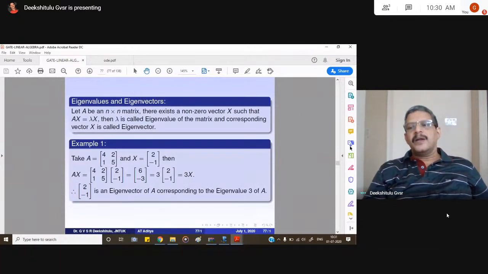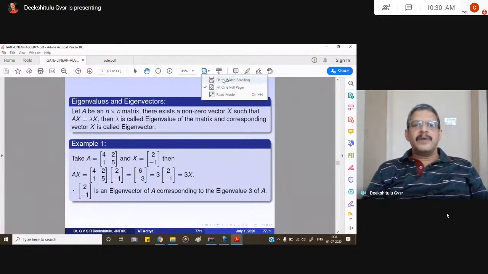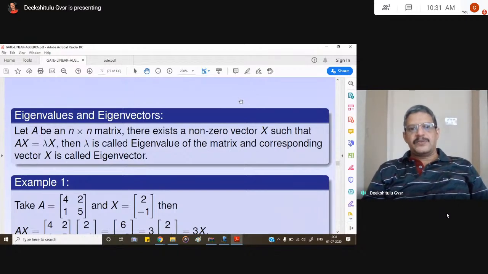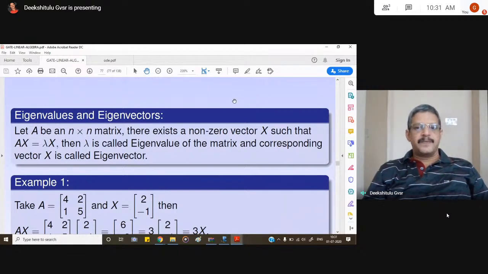And we are dealing with eigenvalues and eigenvectors. Once again, we stopped near the properties of eigenvalues and eigenvectors. So first, let's go through the definition once again before going to the properties. Let A be an n by n matrix. If there exists a non-zero vector x such that Ax is equal to lambda x, then lambda is called an eigenvalue of the matrix, and x is called the corresponding eigenvector corresponding to the eigenvalue.